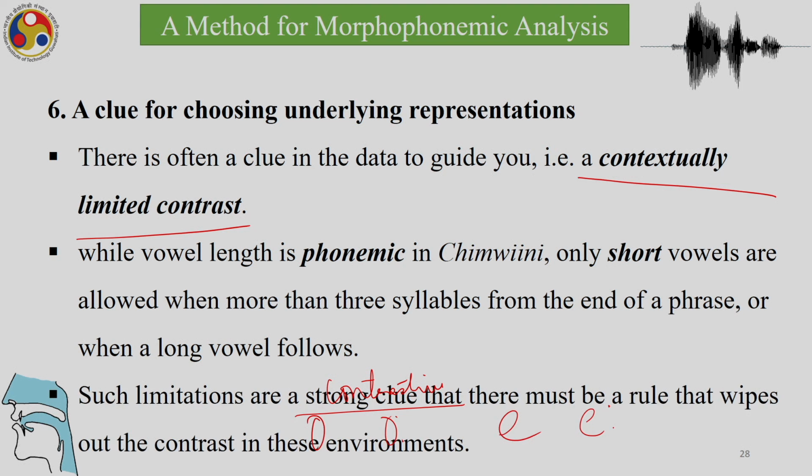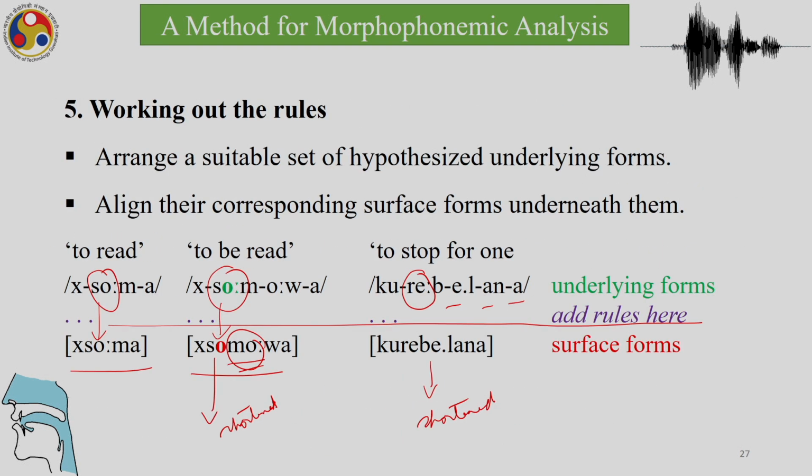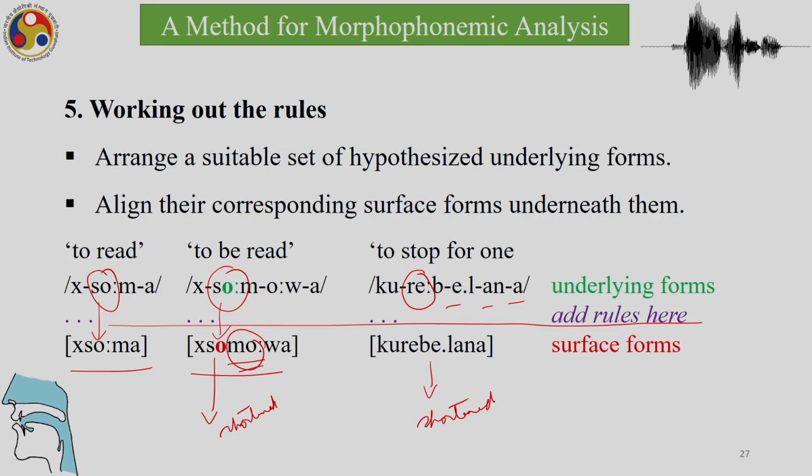So such limitations are a strong clue that there must be a rule that wipes out the contrast in these environments. So now the contrast is not allowed to be seen in certain contexts. The contrast is taken away or removed in certain positions. And we just now saw what they are. There's a following long vowel or more than 3 syllables from the end of the phrase. So that is the limitation here. The long vowel's appearance in all positions can be curtailed by such contexts.